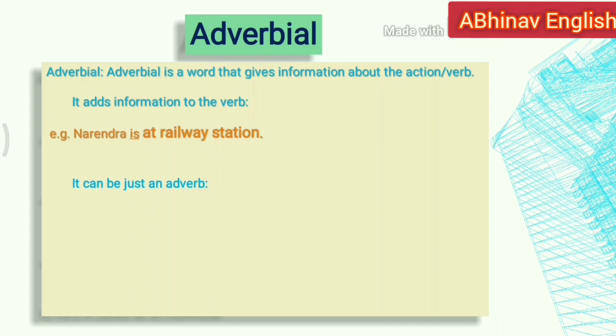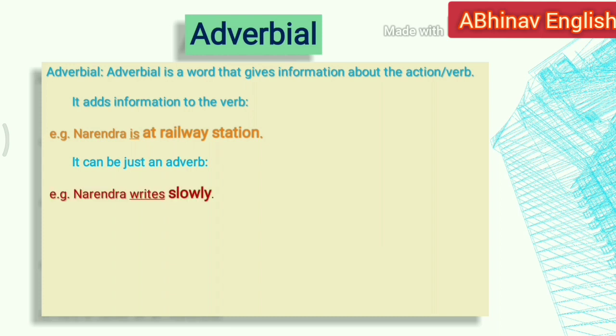It can be just an adverb. Adverbial can be just an adverb, a part of speech. Narendra writes slowly. Slowly is an adverb with the ly suffix, as we know, and it gives extra information about the action of writing, that is, slow.